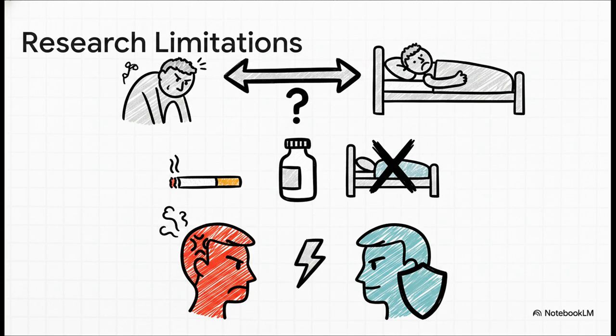Moreover, we have massive lifestyle confounds to consider. When people get stressed, they tend to smoke more, sleep poorly, maybe drink more alcohol. So are they getting sick from the cortisol or just from the lack of sleep? Finally, individual differences play a massive role. A Type A hostile personality makes someone far more vulnerable to stress than someone with high psychological hardiness. So it's definitely not a universal equation.